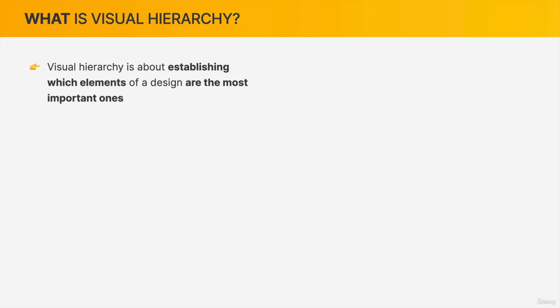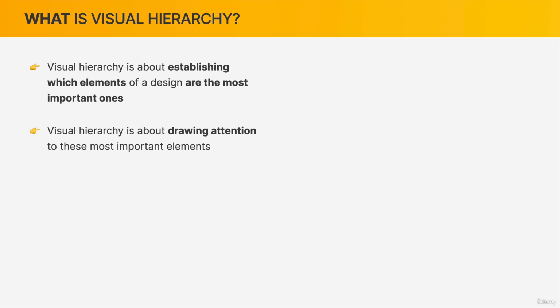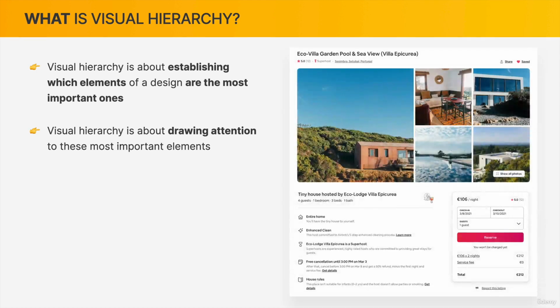So essentially, we need to establish a hierarchy of elements in order to draw attention to the most important ones of these elements. And doing this is actually one of the best ways to make a layout actually look designed. Oftentimes an interface looks way more pleasing simply because the visual hierarchy is very well thought out and conveyed to the user. But before moving on, let's quickly look at an example here.